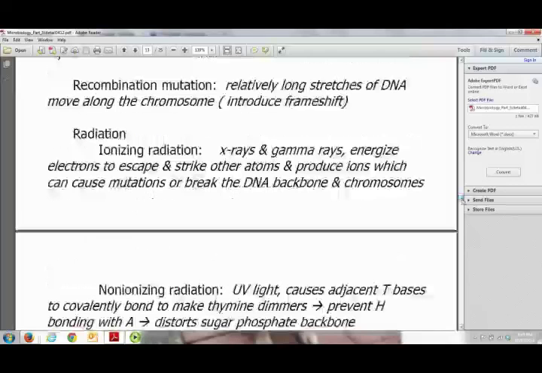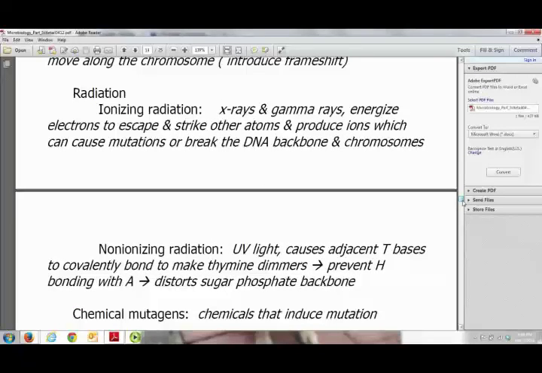So radiation is a type of mutagen. Ionizing radiation is going to include X-rays and gamma rays. These are going to bring enough energy in that will energize the electrons to escape and strike other atoms and produce ions, which can therefore cause mutations or break the DNA backbone and chromosomes.